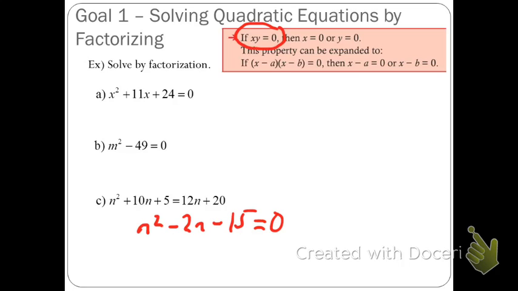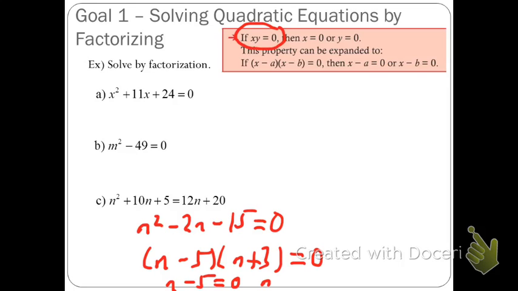And once that happens, now I can find the factors of negative 15 that add up to negative 2, and those are negative 5 and, sorry, positive 3. Then set each factor equal to 0. And you've got your two solutions, n equals 5, n equals negative 3.